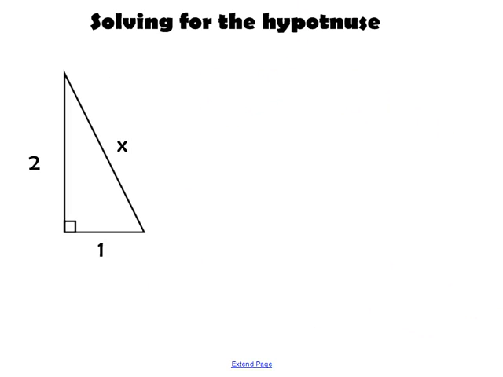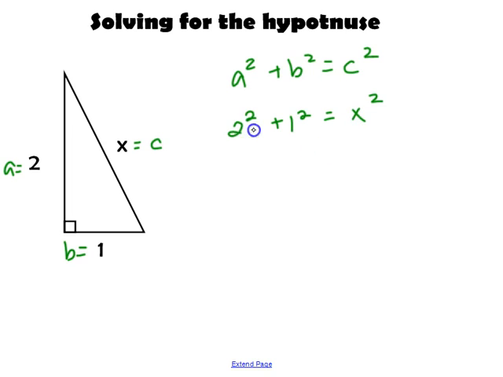Let's try this next example. So we're going to go in the same fashion. The two legs, one of them is going to be a, one is going to be b, and then our hypotenuse is c. So we start off with our Pythagorean theorem, a squared plus b squared equals c squared, and then we substitute in our values for a, b, and c. We have 2 squared plus 1 squared equals x squared. 2 squared is 4, 1 squared is 1, equals x squared. 4 plus 1 is 5, equal to x squared.